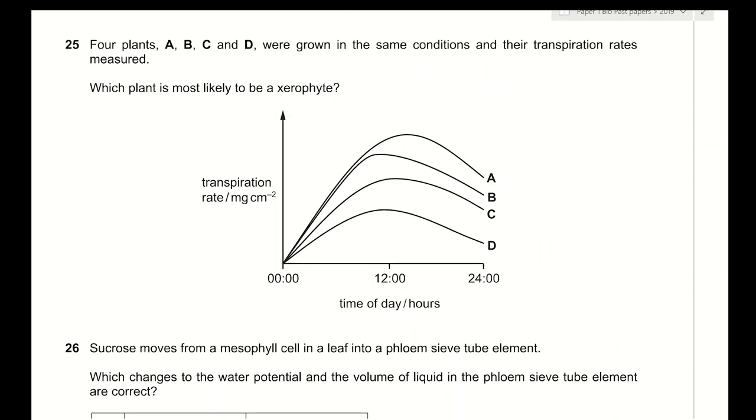Question number 25. Four plants A, B, C, and D were grown in the same conditions and their transpiration rates measured. Which plant is most likely to be a xerophyte? So, xerophyte plants have adaptations that allow them to live in hot conditions where water and nutrients are scarce. Now, they have properties which decrease the loss of water from them. Here we could see the transpiration. The one that's going to be a xerophyte would most likely have the lowest rate of transpiration because, as we said, xerophytic plants have features which enable them to lose the least amount of water. For example, a thick cuticle or stomata in pits. Therefore, the answer is going to be D.